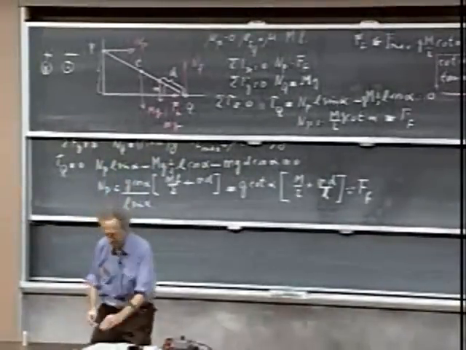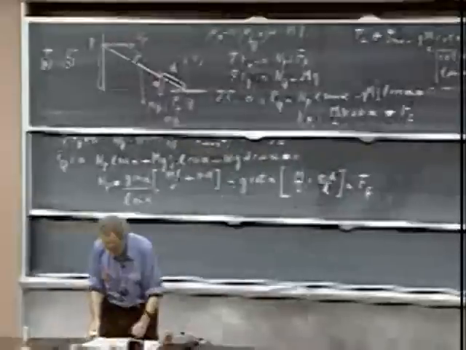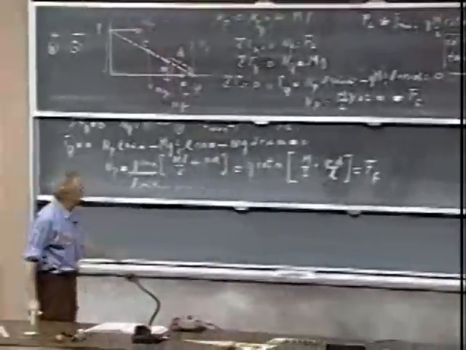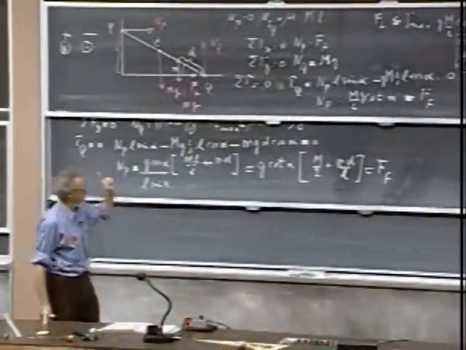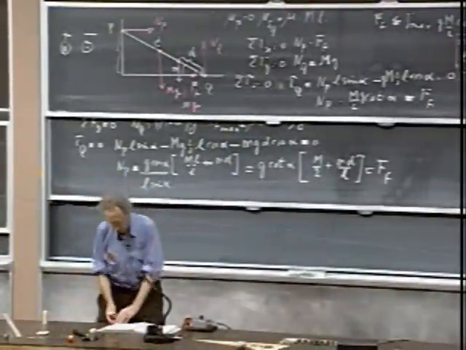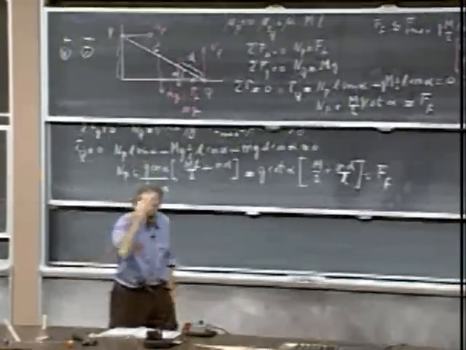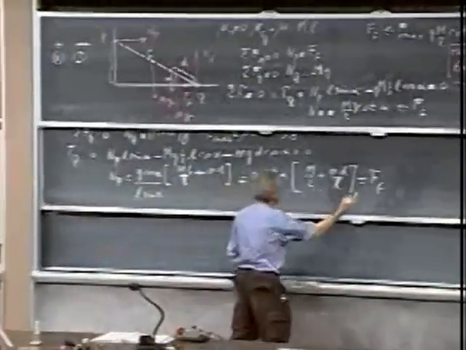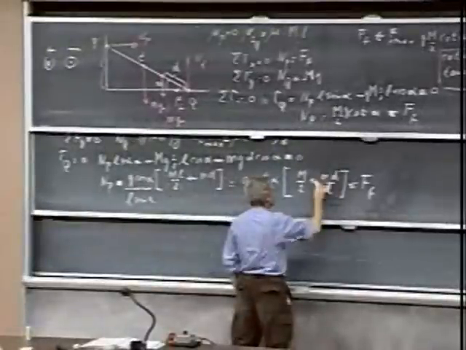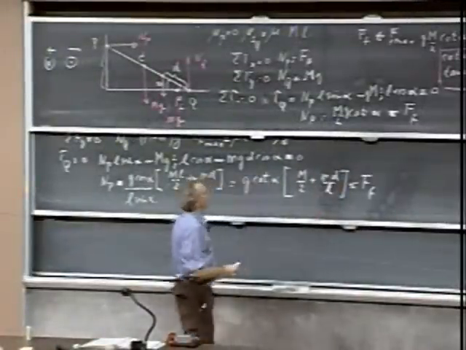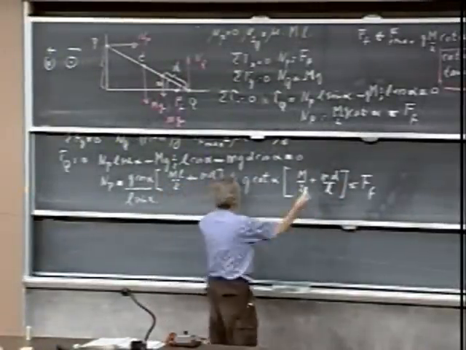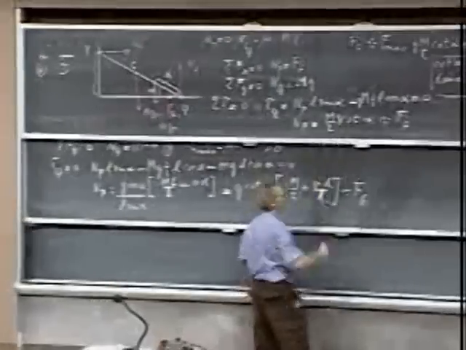Let me make sure that I have this right. Yes, I do. g cotangent alpha, M over 2 plus little md over L. That is the frictional force. Notice that the frictional force is going up because this term is added, and we didn't have that term before. Before we only had this term, which you see here.